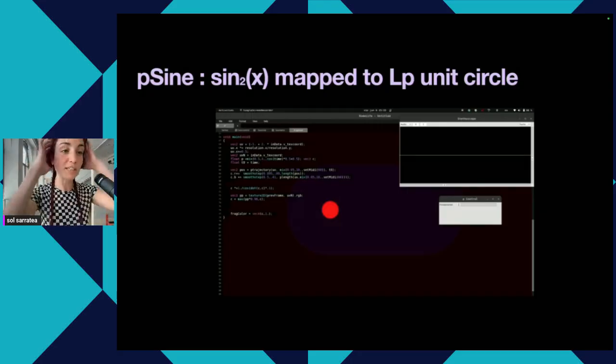Yeah, basically how I define the sine function, and this is something that we can talk about. I'm just mapping the sine function that we have in our Euclidean world into the LP units, in different units, and this is the demo of what I exactly did.